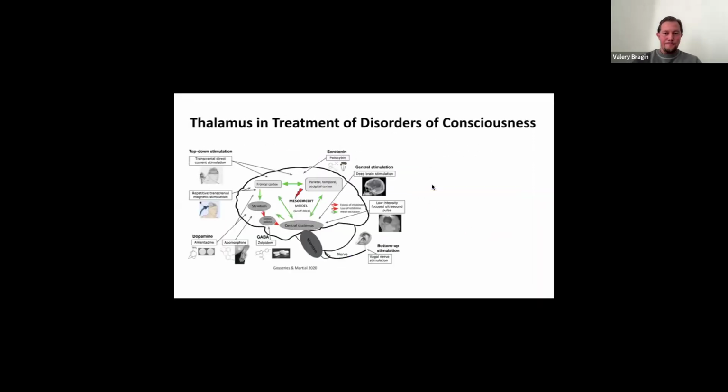And also, the importance of thalamus really cannot be overstated, because in particular, stimulation of the central thalamus is one of the promising therapeutic approaches in patients with disorders of consciousness. It's a kind of busy diagram, but you can see that deep brain stimulation or ultrasound stimulation applied to central thalamus is one of the main therapeutic targets.